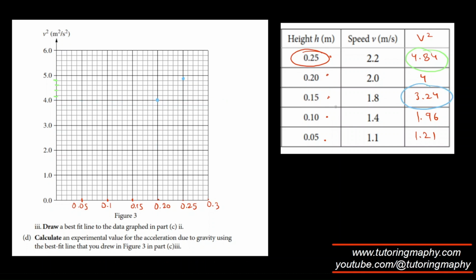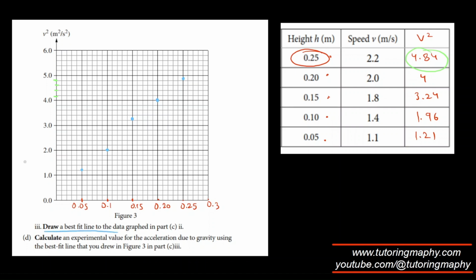Then I have 3.24 on the y and 0.15. So 0.15 is easy. That's somewhere over here. And 3.2 is somewhere over here. So it's around this point. So it should be somewhere over here. Right, the next point is 0.1 and 1.96. 1.96 is around 2, right? 2 is over here and 0.1 is over here. So that's somewhere over here. And this is 1.2 and 0.05. 1.2 is this and 0.05 is here. So this is how it looks.